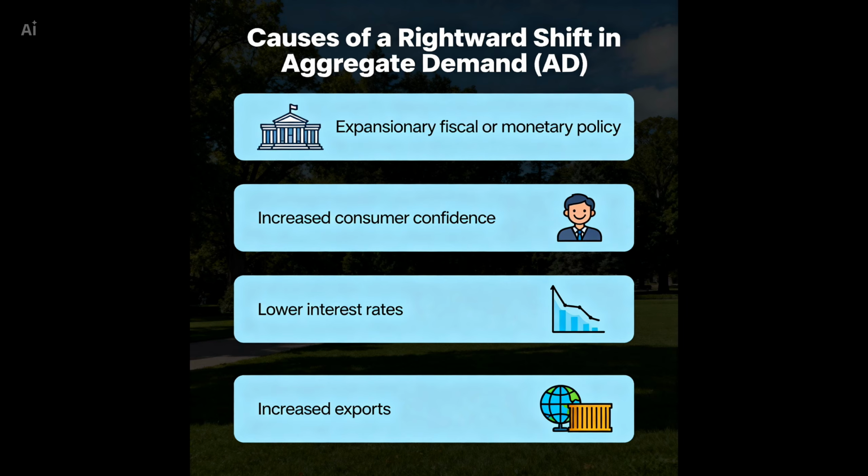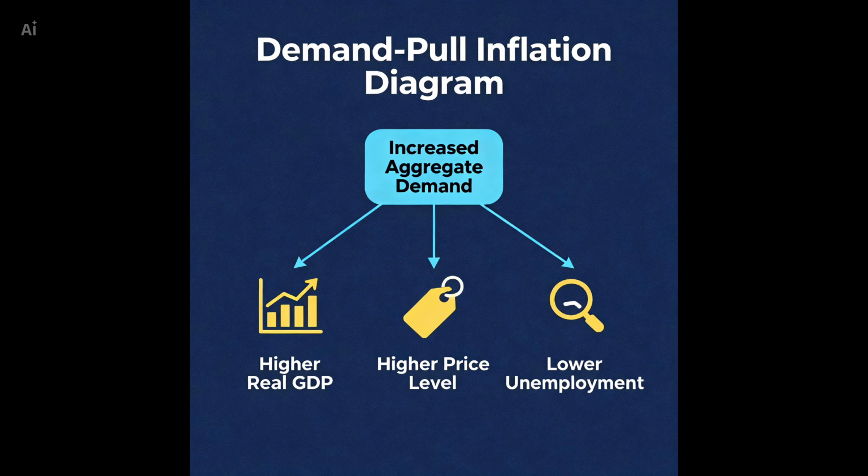So, a rightward shift of AD can be caused by expansionary fiscal or monetary policy, increased consumer confidence, lower interest rates, and increased exports. These lead to higher real GDP, higher price levels, and lower unemployment overall. This is also known as demand-pull inflation.